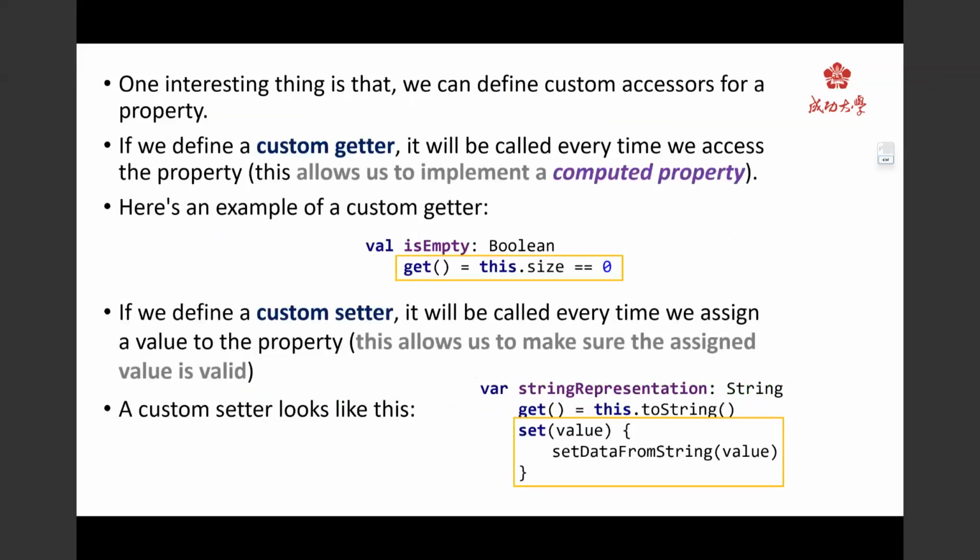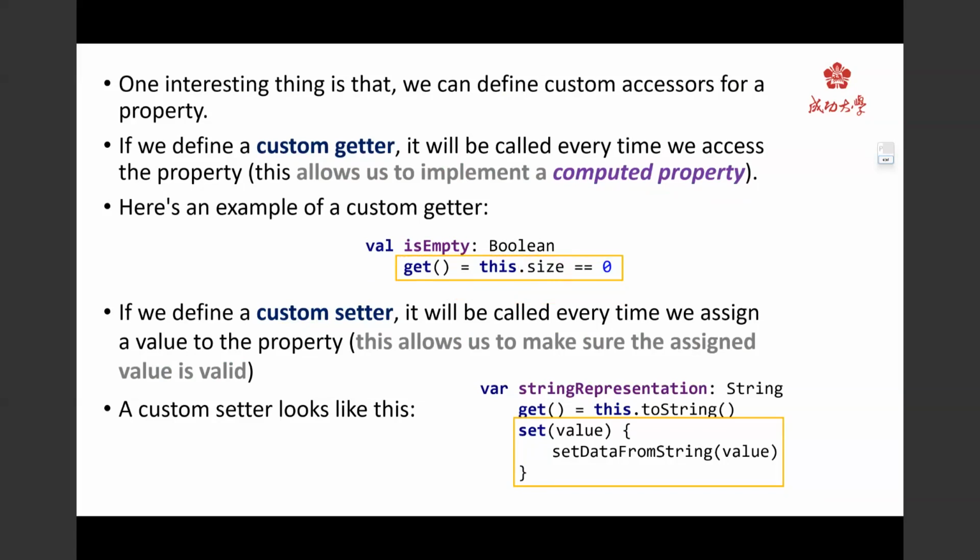So when do we need to define a custom getter for a field? Well, in case the value for a property is calculated based on the value of other properties, then this property is something we call a computed property. In such a case, we can define a custom getter, such as shown over here. In this example, we have a property called is empty, and obviously, whether an object is empty depends on its size, another property.